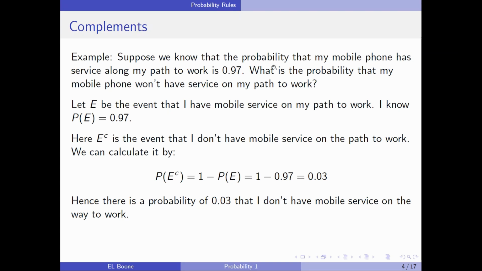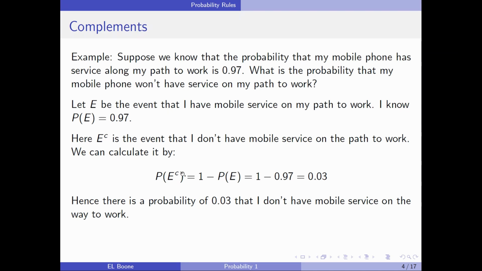Suppose we know that the probability that my mobile phone has service along my path to work is 0.97. So there's dropout spots. What is the probability that my mobile phone won't have service on my path to work? So let E be the event that I have mobile service on my path to work, and I know this is equal to 0.97. The complement is I don't have mobile service. So somewhere along the way, it's going to drop out.